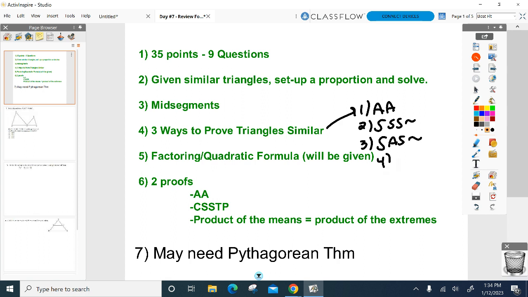There is a 4th desperation mode. If you need to, and it's possible, prove them congruent. That means they're similar if they're congruent. All right. Not used in proofs at all, but if you need desperation, there it is.